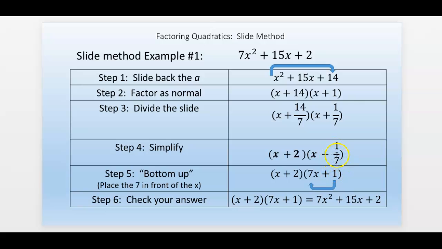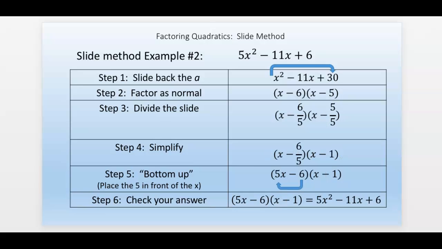But don't leave it looking like 1 over 7. Take the 7 in the denominator here and just bottom up, it's called. Put it in front of the x in that factor. See how we did that? The 7 just moves right in front of that x. And that's our answer. You can double check your answer by multiplying this out, and you get the quadratic we started with. This is the quadratic in factored form.